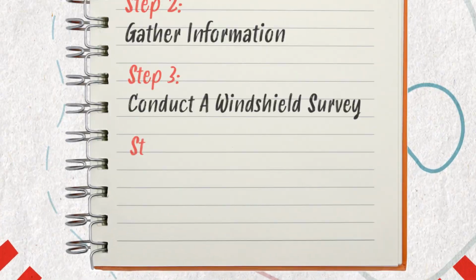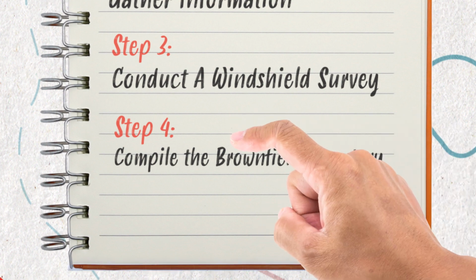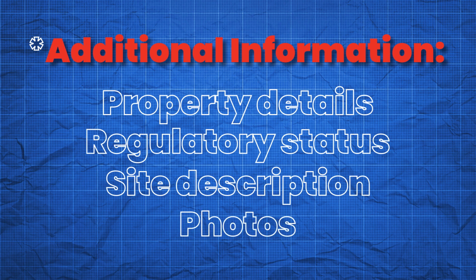Step 4. Compiling the brownfield inventory. Once you have a list of possible contaminated vacant properties in your area, you should compile additional information, including property details, regulatory status, site description, and photos, tailoring it to community needs.